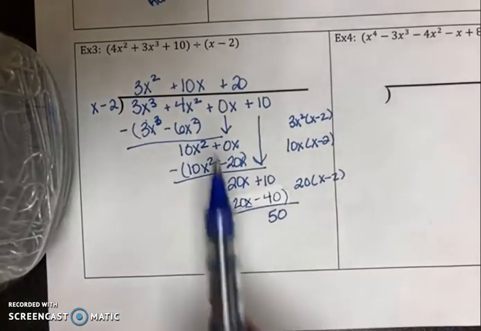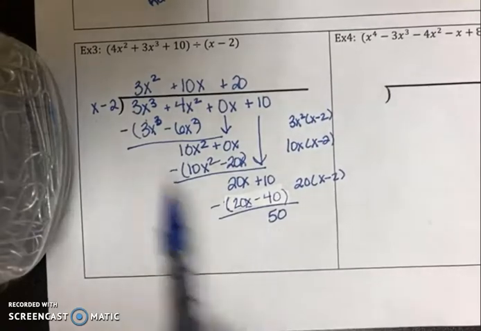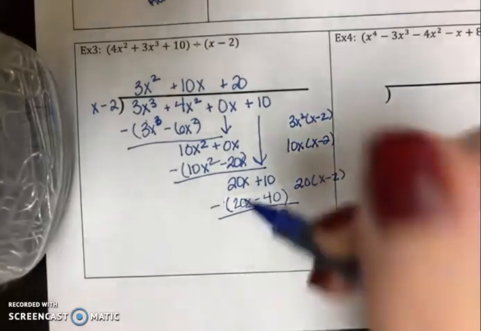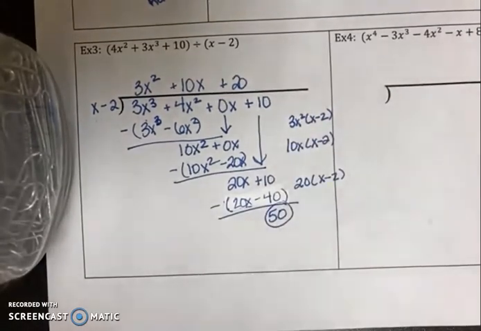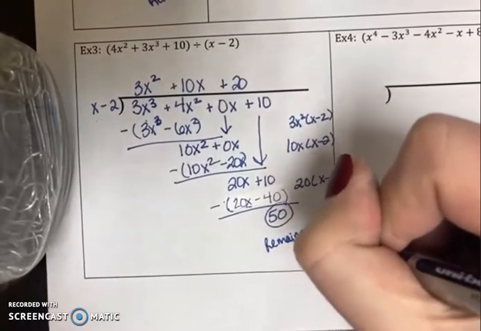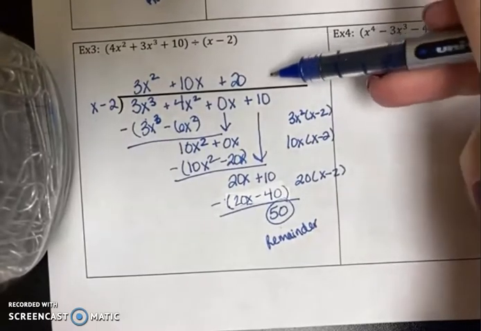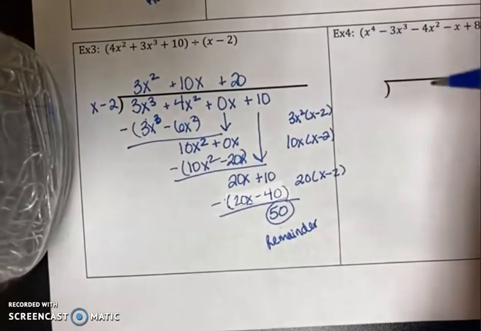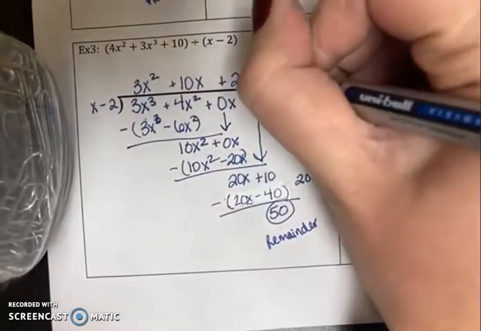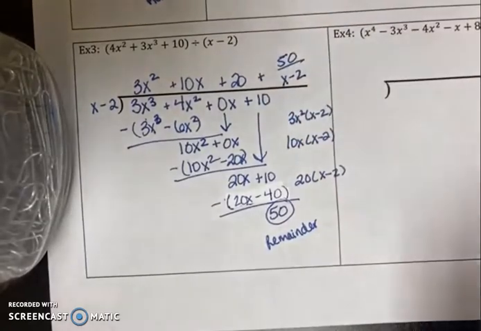If you ask yourself, what do you multiply x by to get 50, you cannot. You would actually have to divide by x in order to get rid of it. So this would have to be my remainder. I stop here. And remember, whenever we have a remainder, we need to write it as a fraction. The remainder will go in the numerator, and then in the denominator, we would have our divisor. So it's plus 50 over x minus 2.